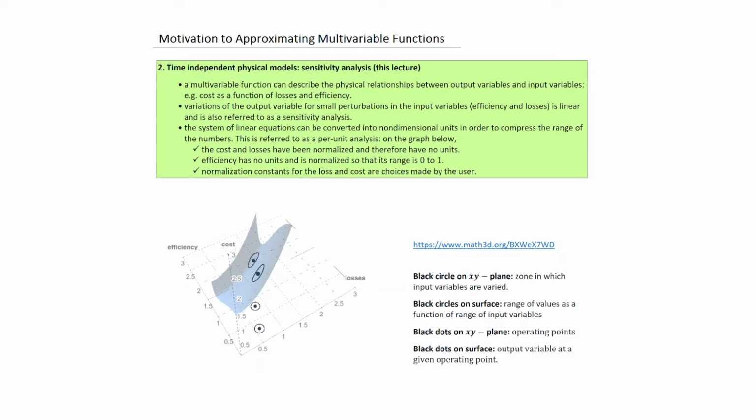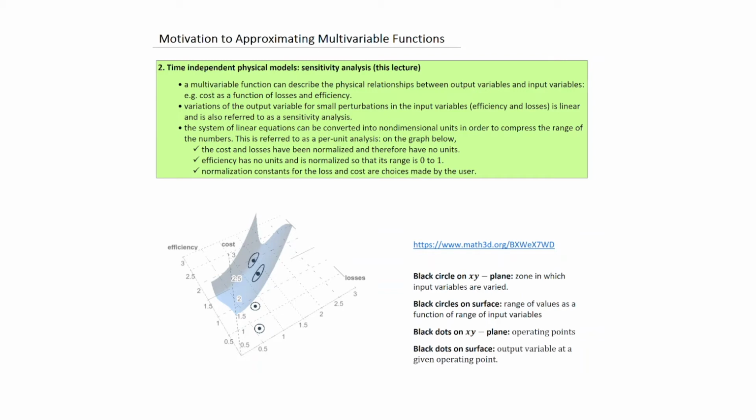So for instance, if I buy a power supply, I know that it has a certain amount of efficiency, and I know that there are a certain amount of losses that are generated within the power supply, and those losses create heat. And I want to understand what would be the cost of a power supply when it's purchased, and how does it depend on the losses and the efficiency. All right, so this is just one example.